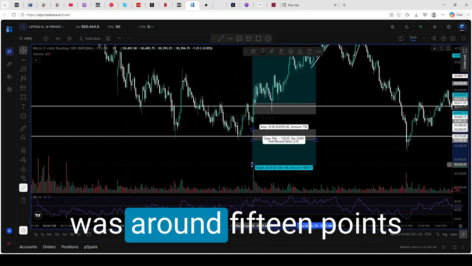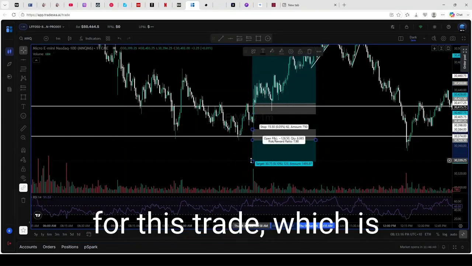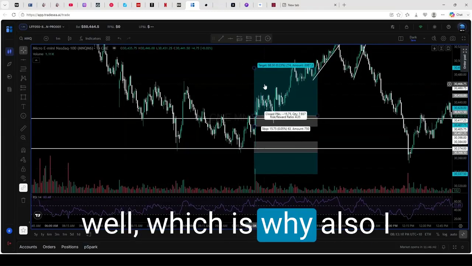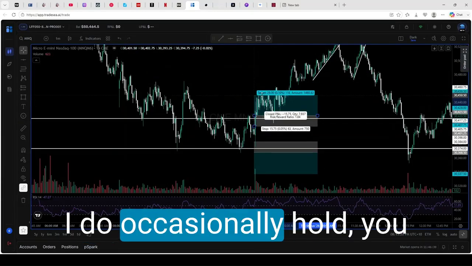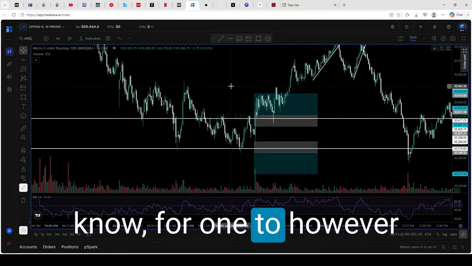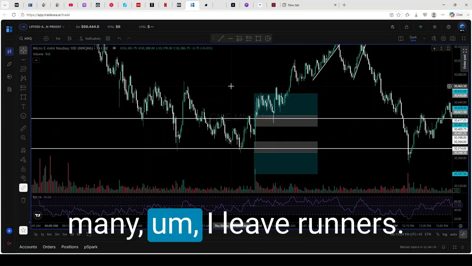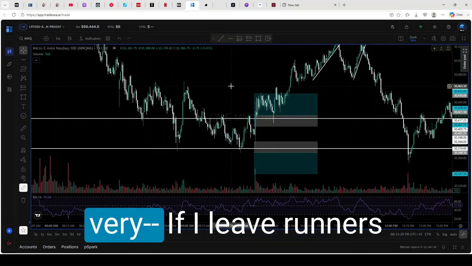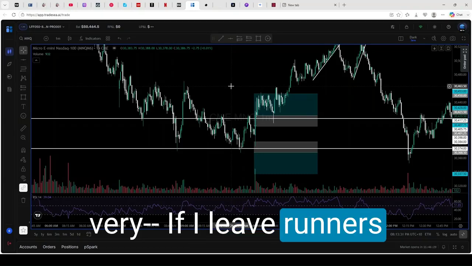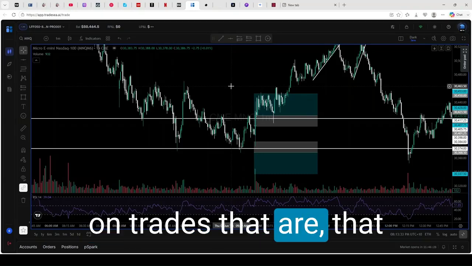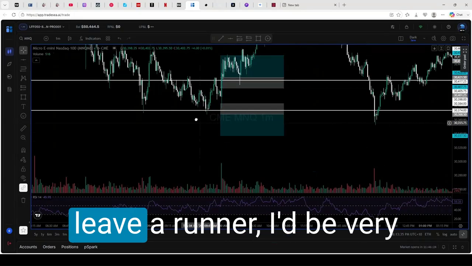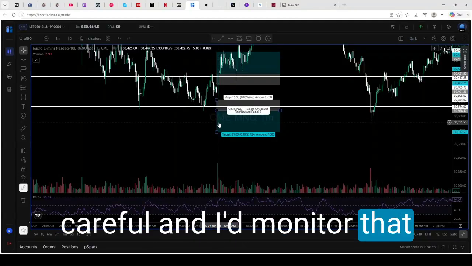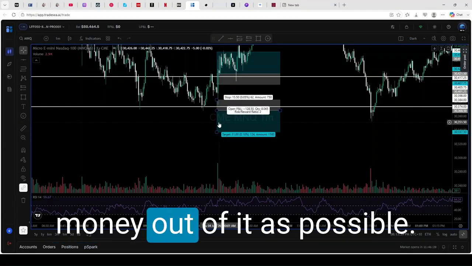My stop loss was around 15 points for this trade, which is why it worked out so well. It's also why I only go for 1 to 2s. I do occasionally hold for 1 to however many. I leave runners, but if I was to take a sell here and leave a runner, I'd be very careful and monitor it because I want to make sure I'm making as much money out of it as possible.